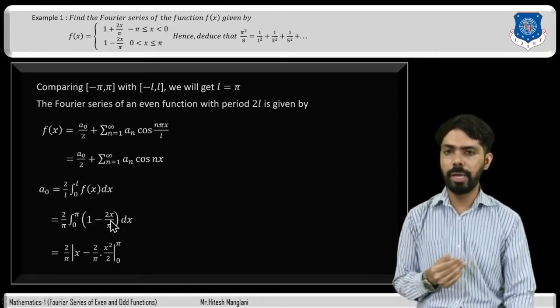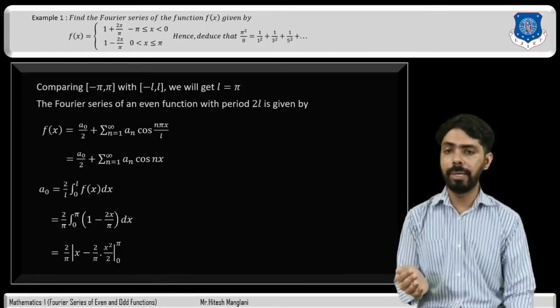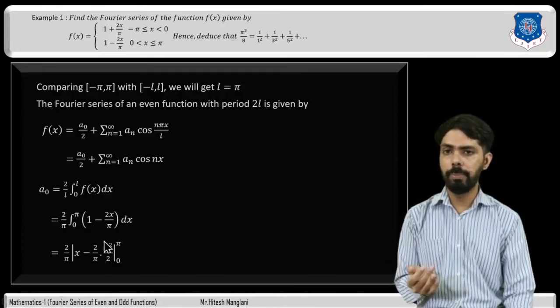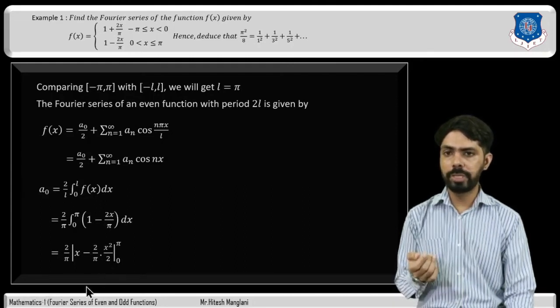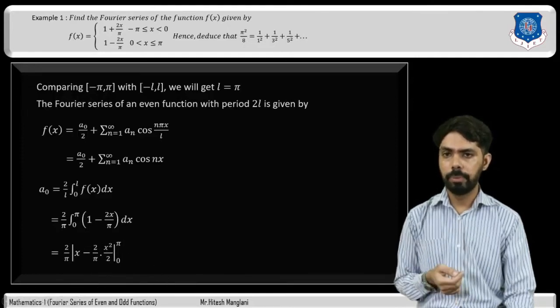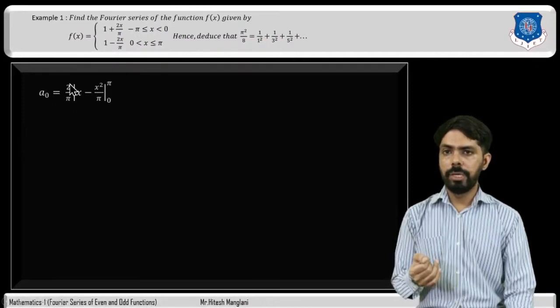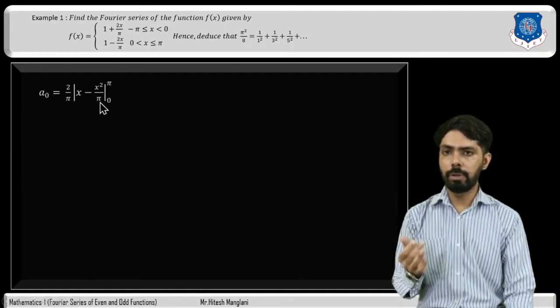So the integration of x will be x square divided by 2, because we know the formula that the integration of x raised to n is x raised to n plus 1 divided by n plus 1. So here it will be 2 divided by pi into x square divided by 2. So here 2 cancels out, and the limit will be from 0 to pi. So here a0 is 2 divided by pi in bracket x minus x square divided by pi, because 2 cancels out, and the limit is from 0 to pi.